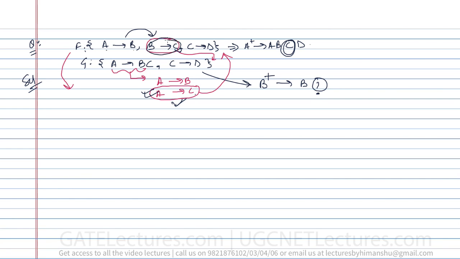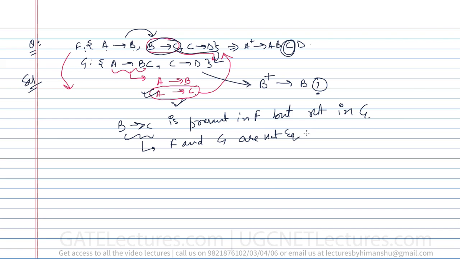Therefore this is a functional dependency which is present in F but not in G. So B derives G is present in F but not in G. This B derives G is a functional dependency which is saying that F and G are not equivalent. F and G are not equivalent in this case.